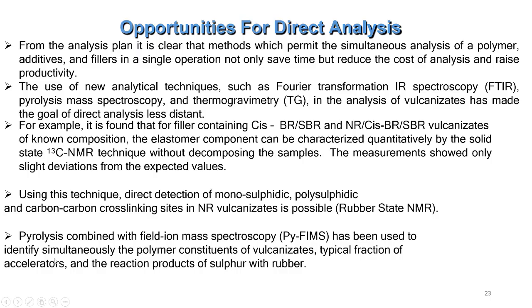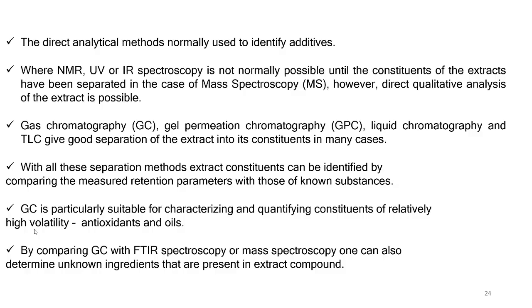Then using this technique, the direct detection of monosulfidic or polysulfidic and carbon-carbon cross-linking sites can also be achieved. Then we have NMR, UV, or IR spectroscopy, which are not normally possible until the constituents of the extracts have been separated. So in that case, the direct qualitative analysis of the extract is possible, but again we have to have some kind of extract from the polymer.